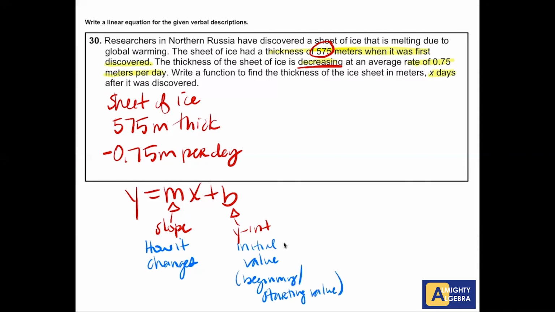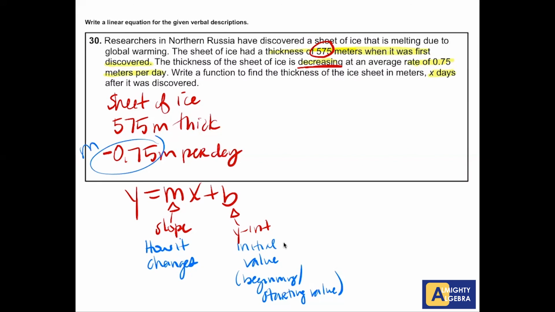So given these two numbers, 575 and negative 0.75, we gotta figure out which one of these is the value by which the ice sheet is changing and which one is the initial value, which one is the starting value. So sometimes you'll get lucky and you'll see this word rate. Rate is slope. Rate is how it changes. It's changing, it's decreasing by 0.75. So that's my slope. That's going to be my M, my slope.